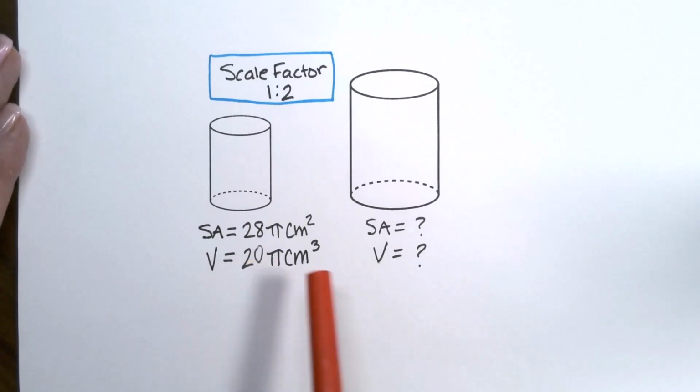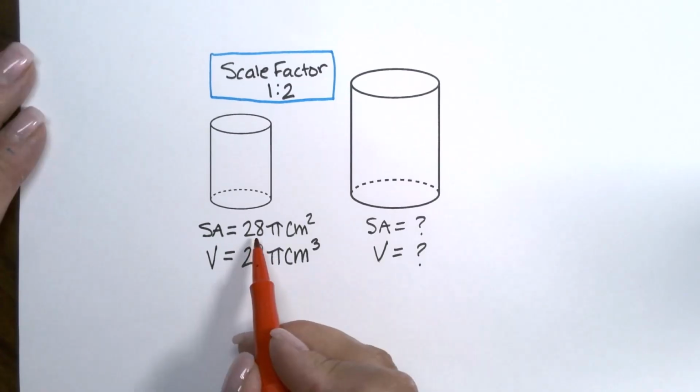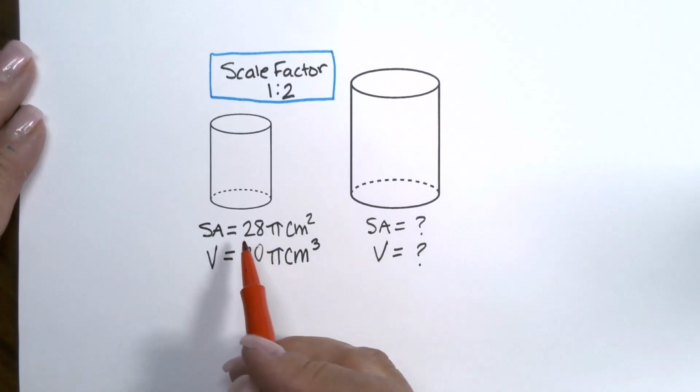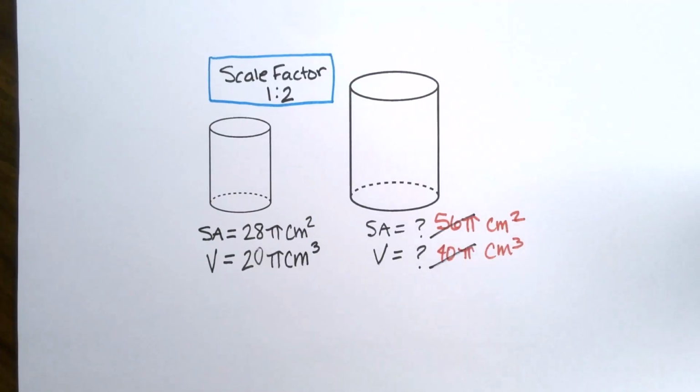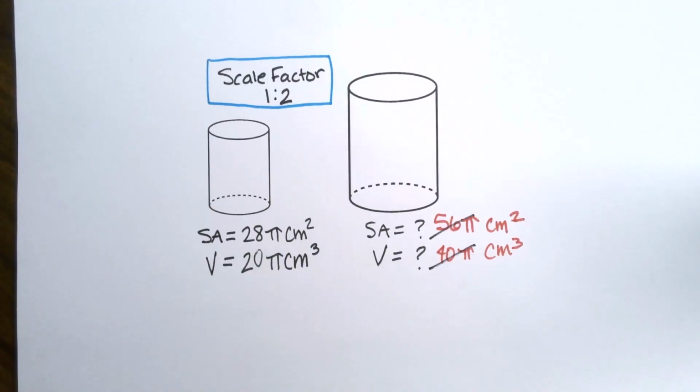Is 1 to 2, what a lot of people are going to do, double these. They're going to take them each times 2. Those are wrong. That is not how you do that. That is the geometry mistake that a lot of people make and why they get these problems wrong.